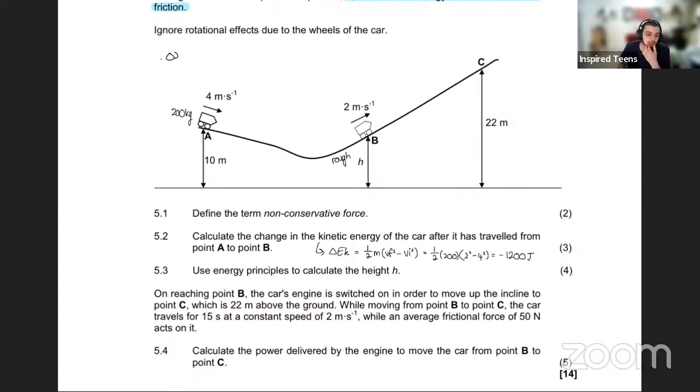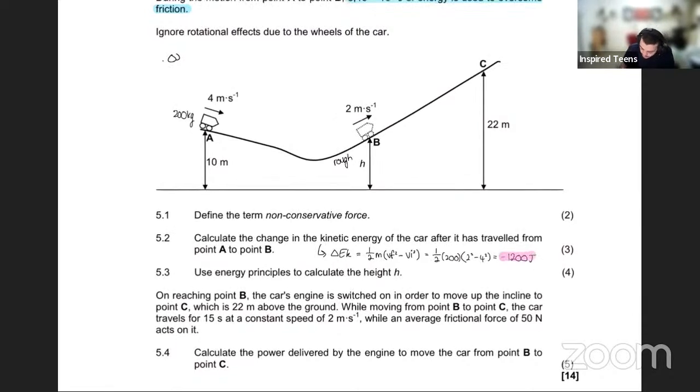Calculate the change in kinetic energy of the car after it has travelled from point A to point B. This is what we calculated, negative 1,200 joules, moving from point A to point B. Now they want us to use energy principles to calculate height h, which is at point B. So let's write out our WNC formula.